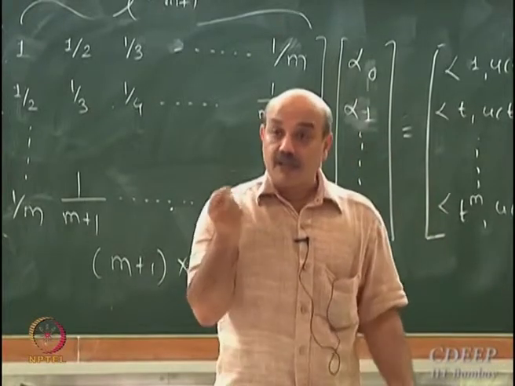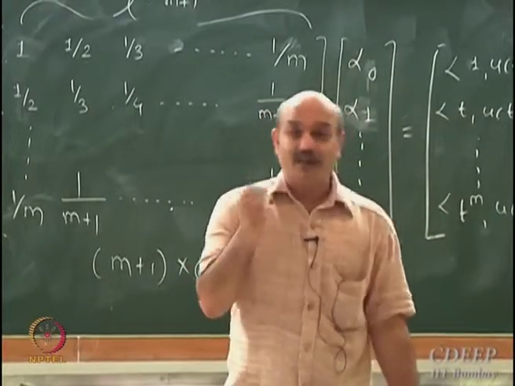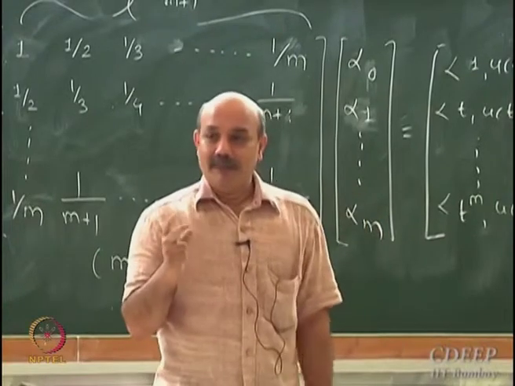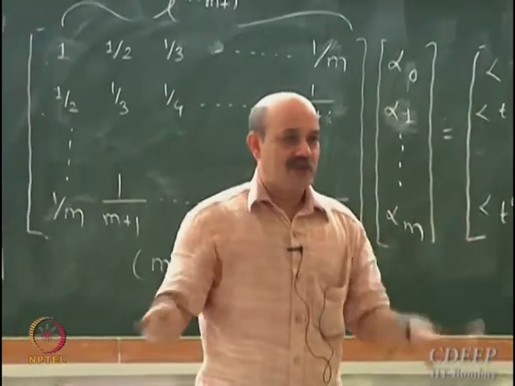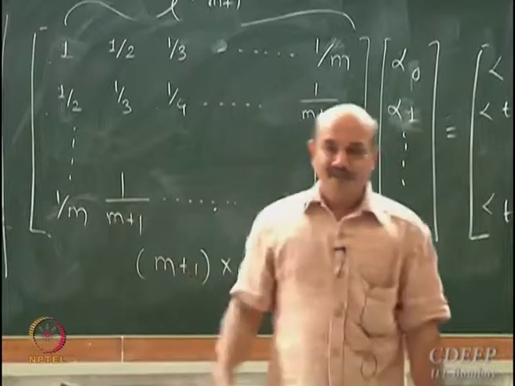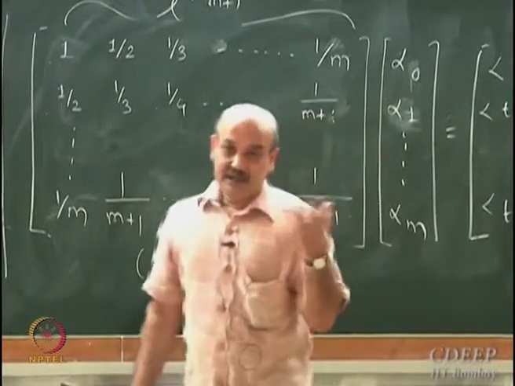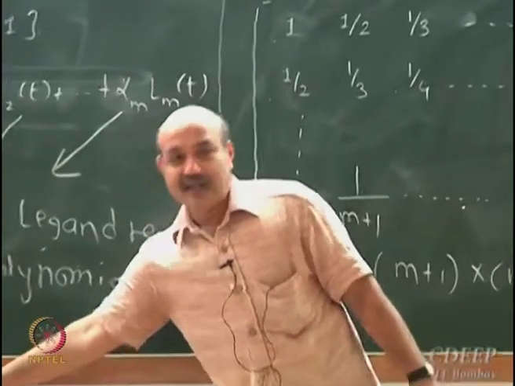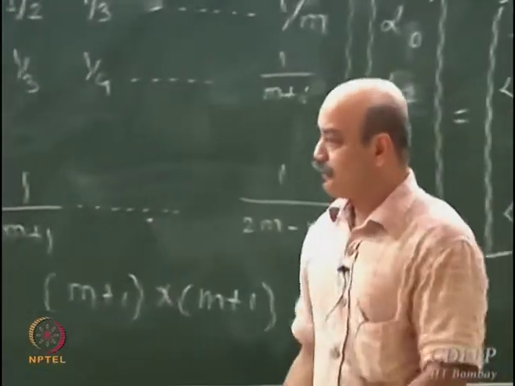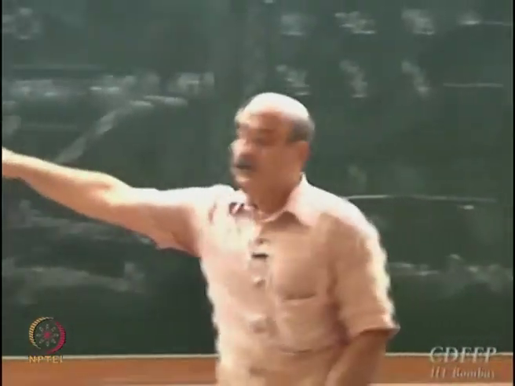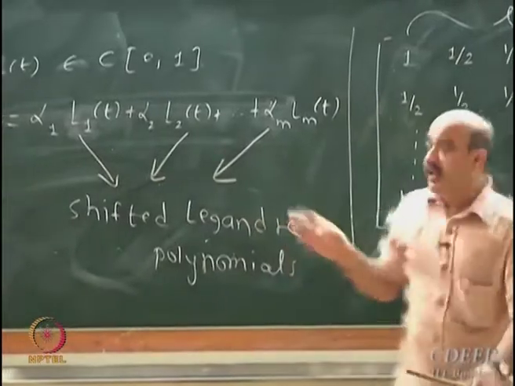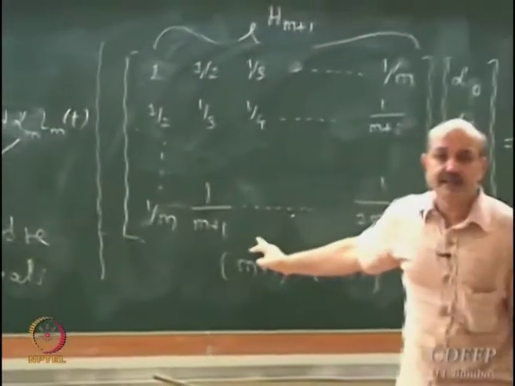MATLAB is fairly good till 12th, H12, it does a very nice job. But beyond H12, that is 12 cross 12, it starts breaking. Okay, so amazing that even for so highly ill conditioned matrices, it's able to do it. Now, okay, if I use the Legendre polynomials, what will happen to this matrix?